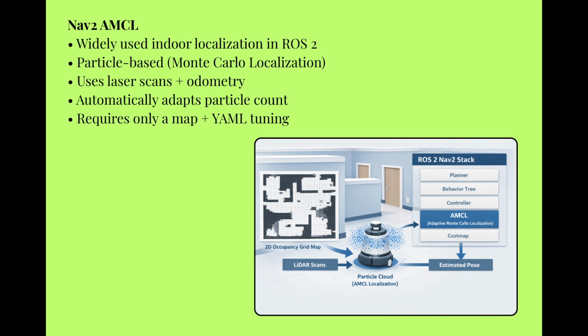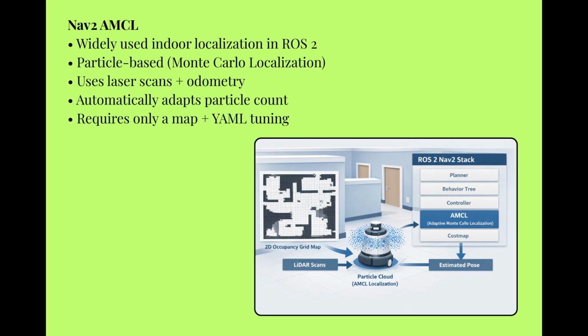It uses particles to represent many possible robot positions. When the robot moves, the particles move. When the robot senses the environment, usually with a laser scanner, the particles are scored and resampled. The word adaptive is important here. AMCL automatically adjusts how many particles it uses. When the robot is confident about where it is, it uses fewer particles to save computation. Like at startup or after being moved, it increases the number of particles to recover.